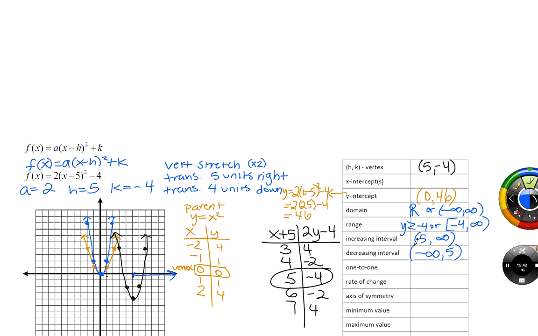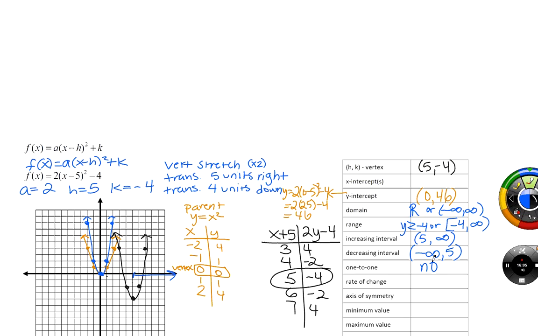Good. Is the graph 1 to 1? No. It is a function. It passes the vertical line test. Every x only corresponds to one y. However, there are y values, like right here, that would correspond to 2 different x values, so not 1 to 1. We're leaving the rate of change blank right now, like we talked about yesterday.